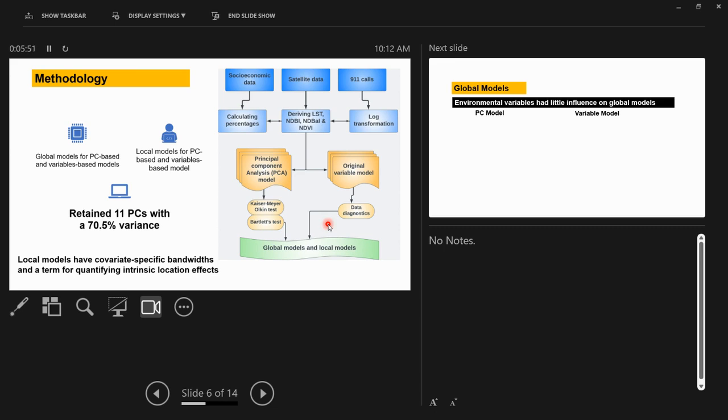And then the second distinction is that the local model allows us to determine the covariate-specific bandwidth, which tells us the scale of operation, which is really important for coming up with targeted intervention measures. And one thing that I want you to pay attention to at this point is that we retained 11 PCs, which accounted for around 71% of the total variance.